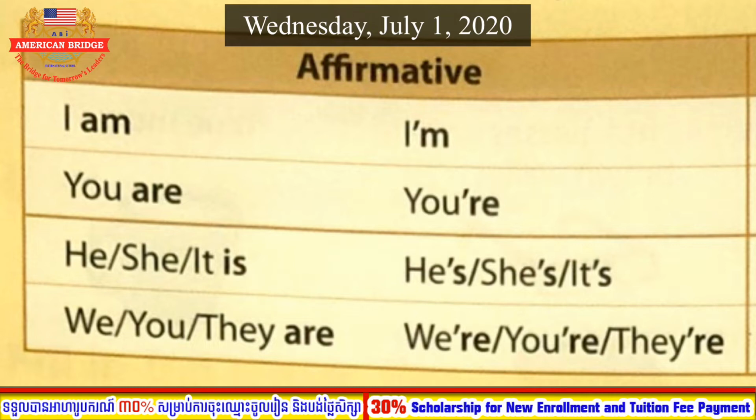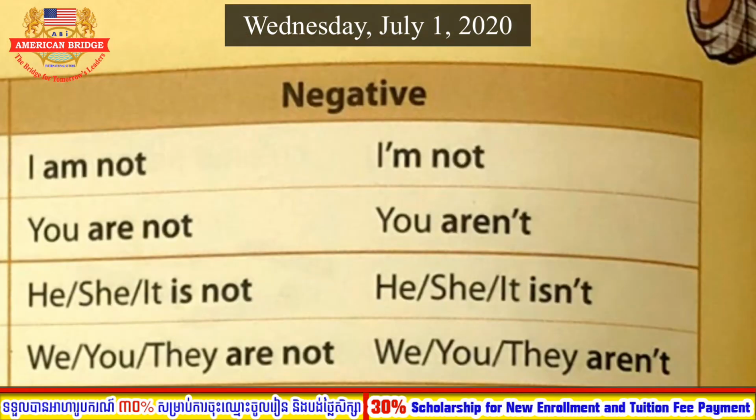Example, he is a doctor, we can say he's a doctor. She is a banker, we can say she's a banker. It is a dog, you can say it's a dog. So this is the contracted form, the short form. And we also use the short form with we, you, they. Example, we are students, you can say we're students. They are people. They're people. Let's go to the negative form. The negative form, we just need to add not, right?